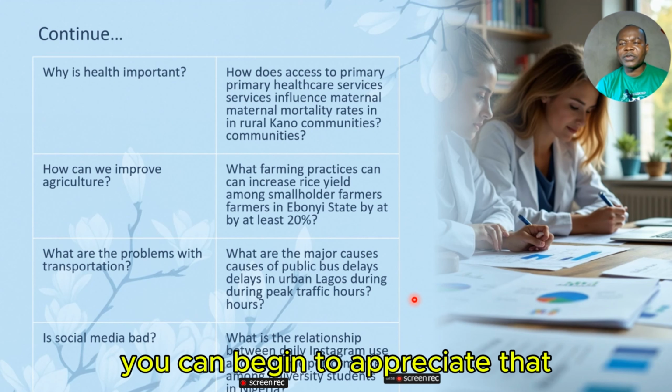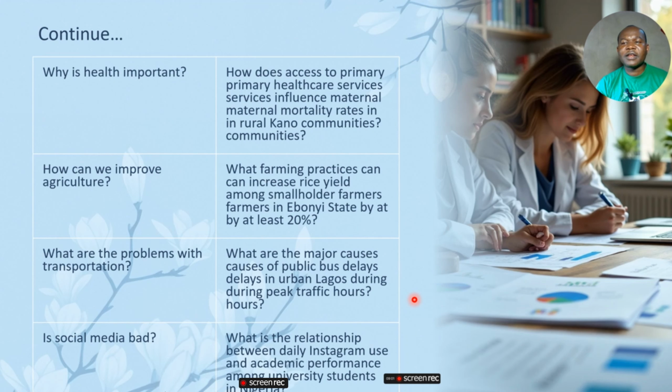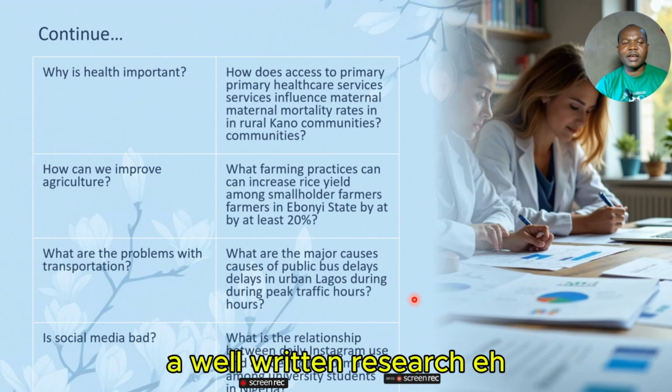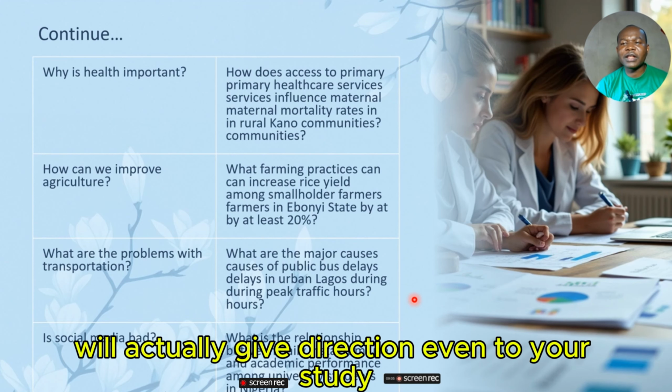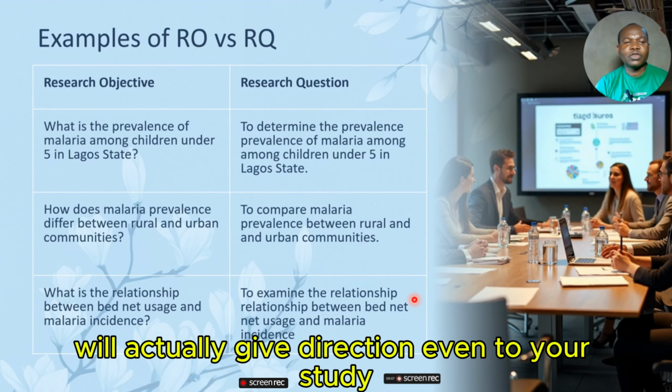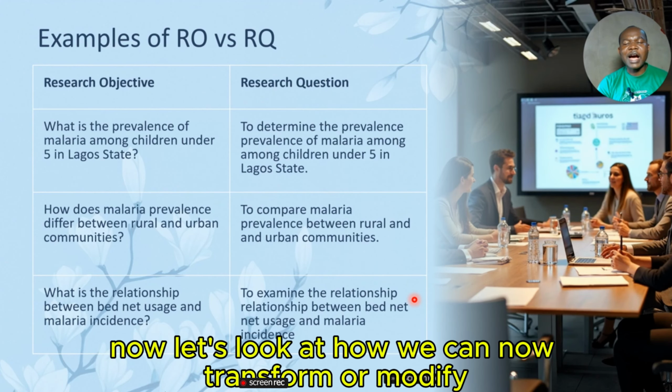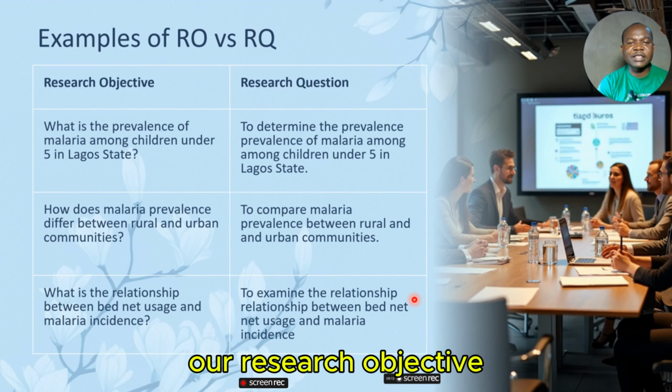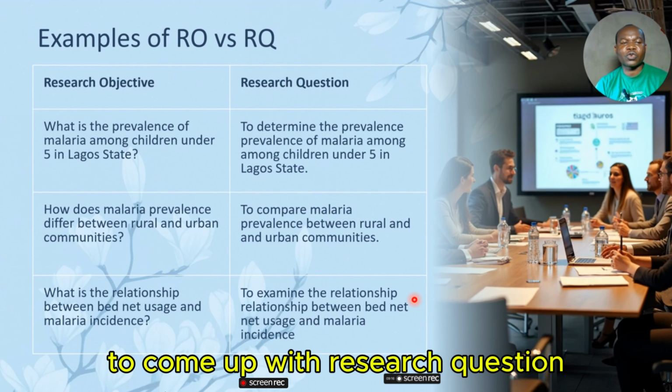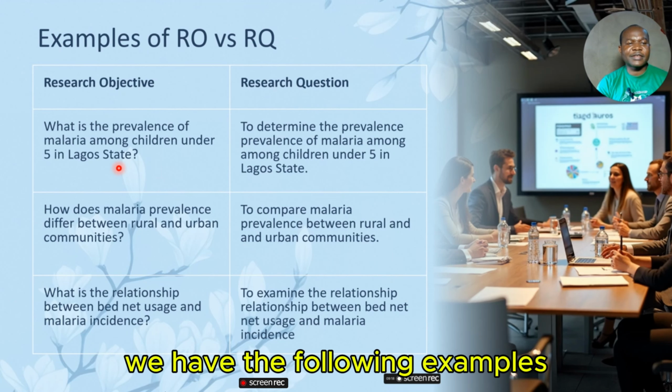So you can begin to appreciate that a well-written research question will actually give direction even to your study. Now let's look at how we can transform or modify our research objective to come up with research question. We have the following examples.